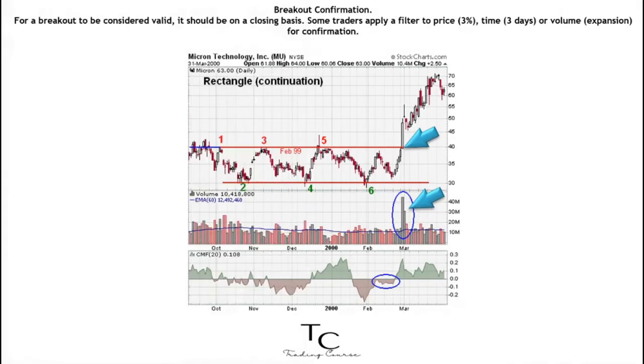Breakout confirmation. For a breakout to be considered valid, it should be on a closing basis. Some traders apply a filter to price, which is 3%, time, which is 3 days, or volume, expansion, for confirmation.